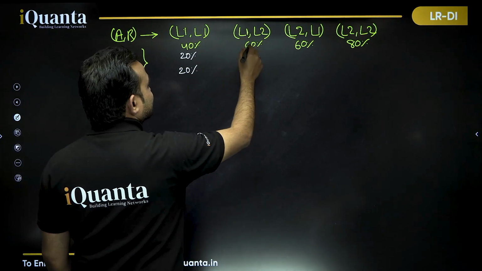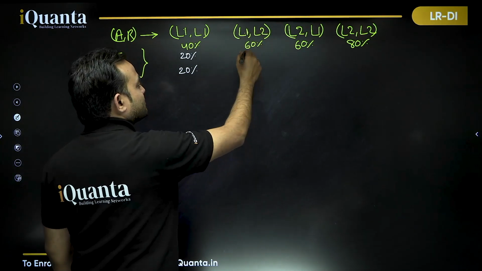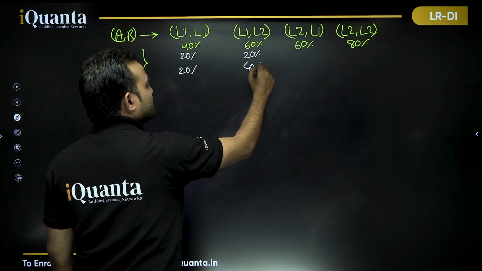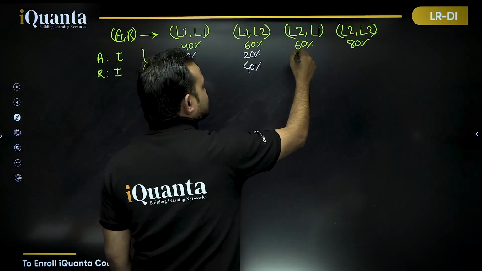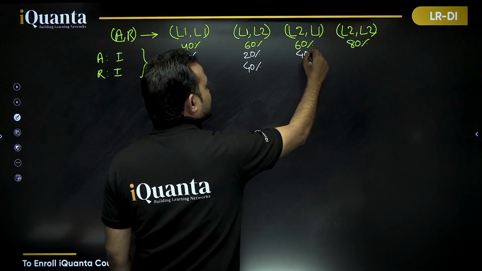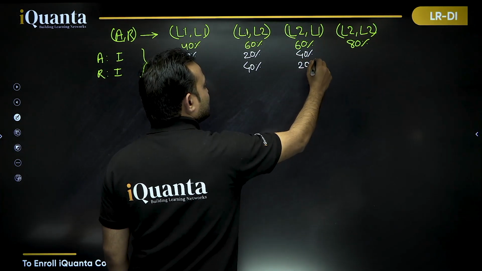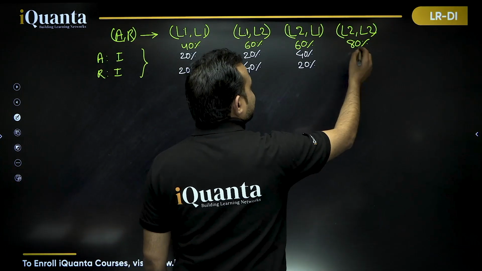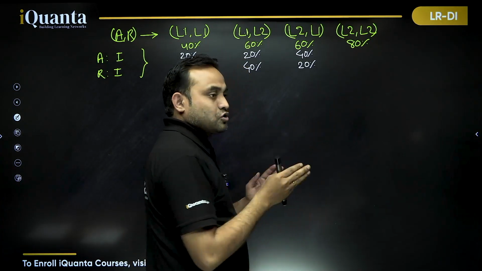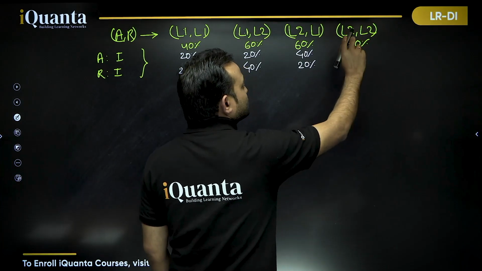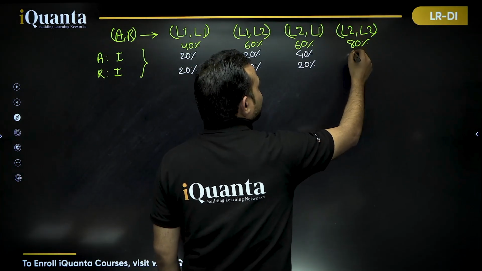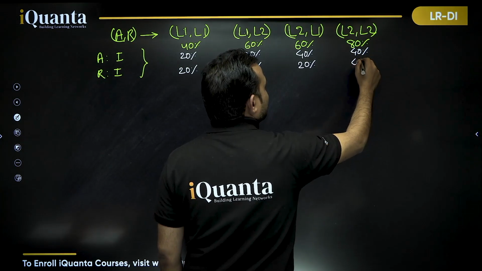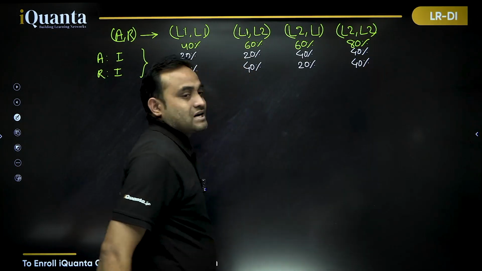Similarly, in this case, 1/3 will vote Amia, which is 20%, and the rest will vote Ramya. In this case, it will be 40% of students who will vote for Amia and 20% will vote for Ramya. In this case, again, both of them are of level 2. So 2 divided by 4 is 1 by 2. So 1 by 2 means 40% will vote for Amia and 40% will vote for Ramya.